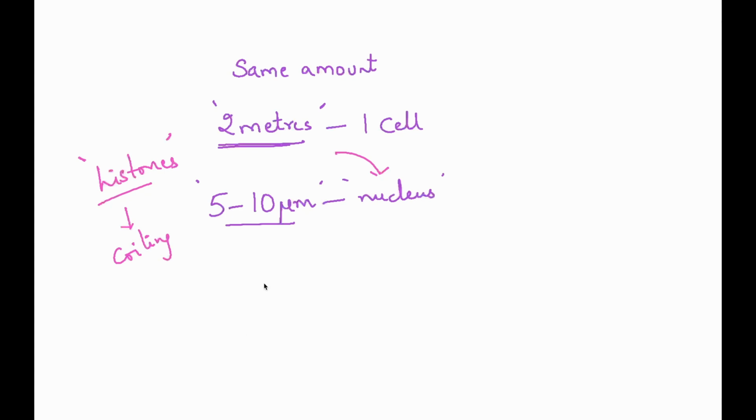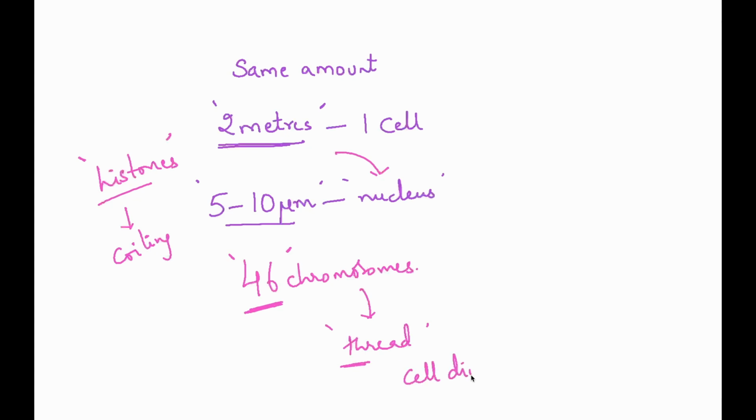The DNA present in the body cells is distributed among 46 chromosomes. So all the cells in the human body contain their DNA within the 46 chromosomes. Chromosomes are thread-like structures that become evident during cell division.